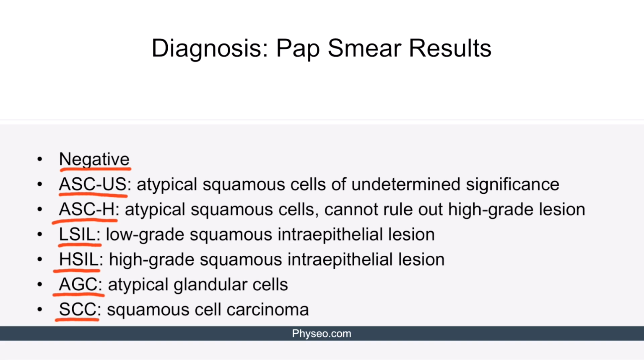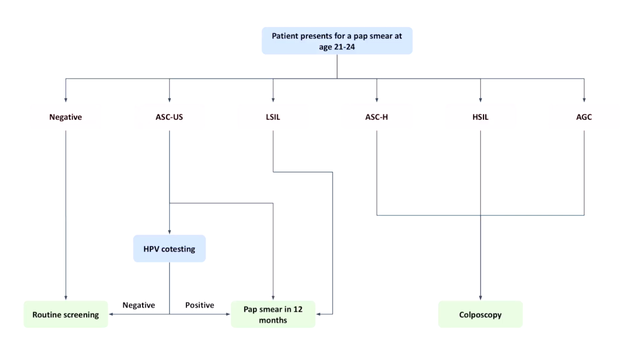Now, the guidelines on management for each of these results change very frequently, and it is impossible to exhaustively cover every little management option for each of these results. What we can do, however, is go over the most commonly tested management steps in the form of 2 simplified algorithms. Suppose a patient presents to the clinic for a routine pap smear at the age of 21 to 24. If the pap smear result is negative, the next best step is to continue the patient on routine screening, which means a repeat pap smear in about 3 years.